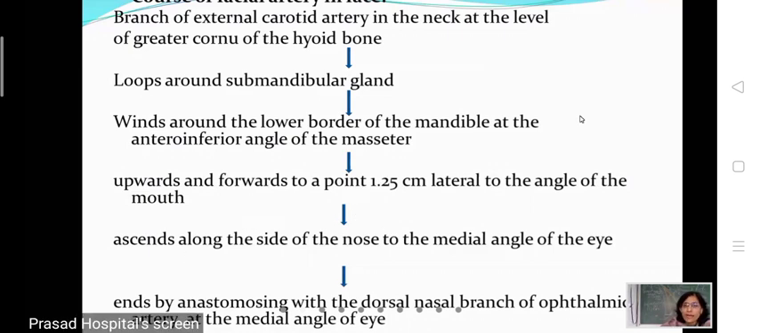Then after reaching the angle of mouth, it ascends from there along the side of the nose and reaches the medial angle of eye. At the medial angle of eye, this facial artery anastomoses with one artery, the dorsal nasal branch of ophthalmic artery, and ends there. Okay.